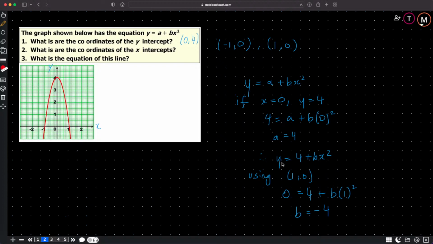So now we have a and b. Then we have the equation of the quadratic. y equals 4 plus negative 4x squared. Let me rewrite that: 4 take 4x squared. That makes sense. I think that's right. a is 4 and b is negative 4. Cool, and Jenny is reassuring me.